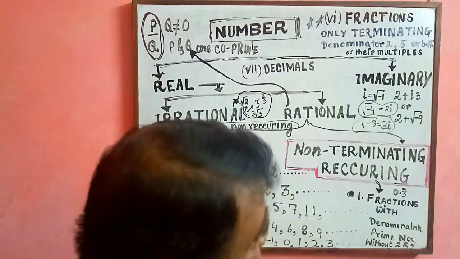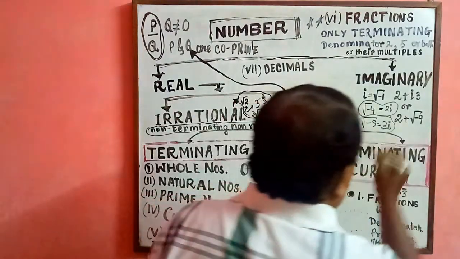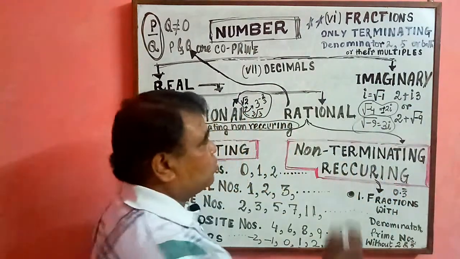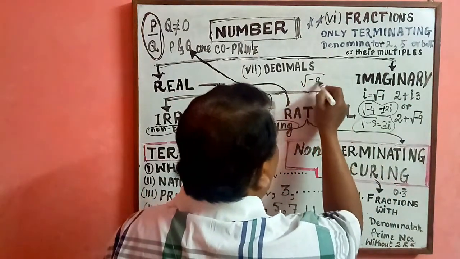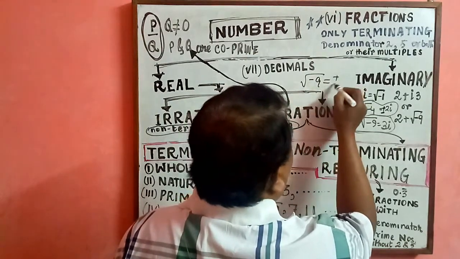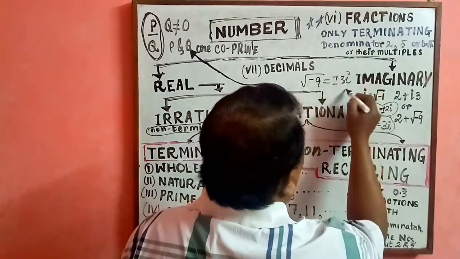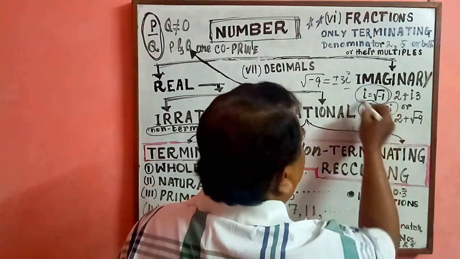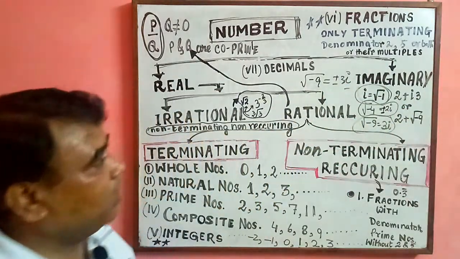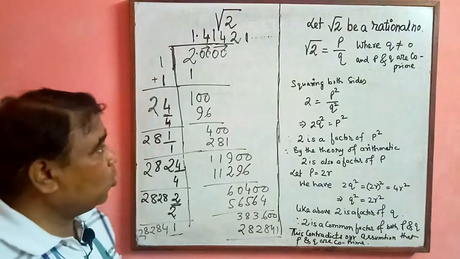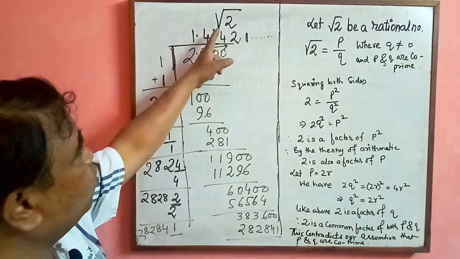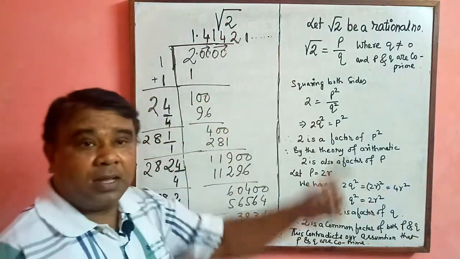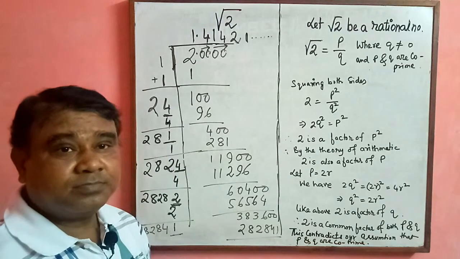So your answer is plus minus 2i. Similarly, if I write minus 9, this is plus minus 3i, because i is under root minus 1, this is our assumption. This way we have imaginary number. Now root 2, having radical sign, is an irrational number.